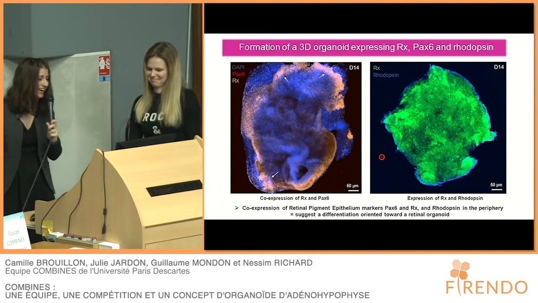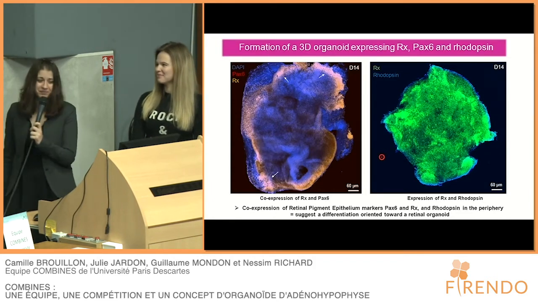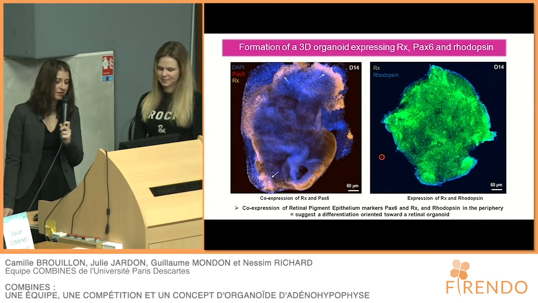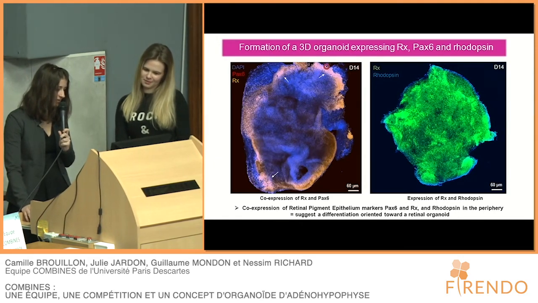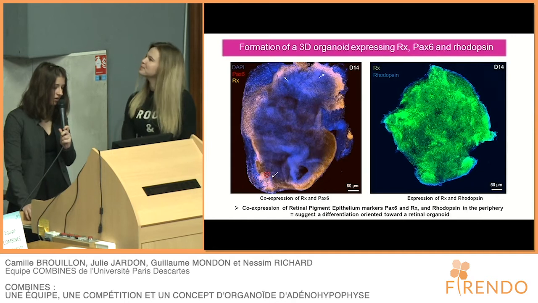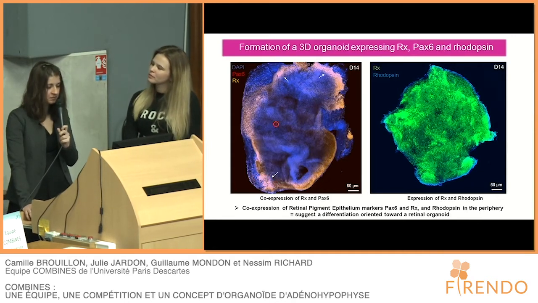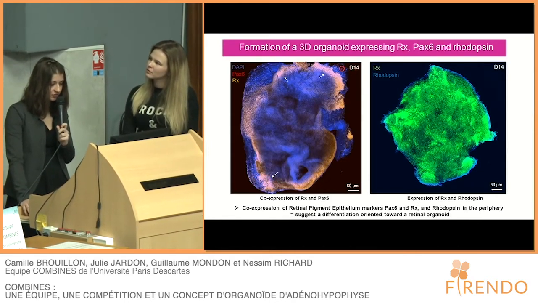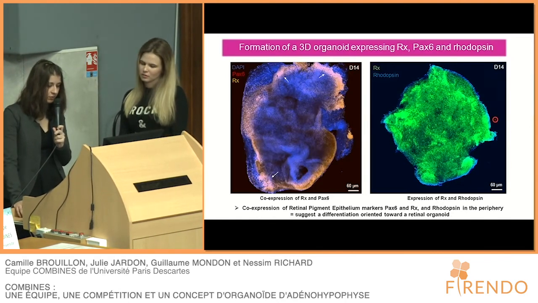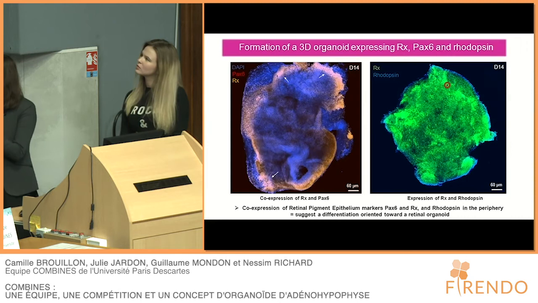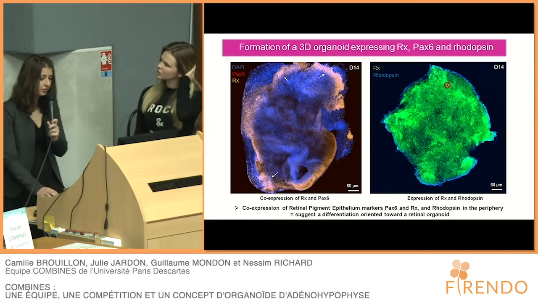So as our preliminary result, we were able to observe the co-expression of RAX and PAX6, which are retinal markers, on day 14 of culture. And we also observed the expression of rhodopsin in blue, which suggests a differentiation oriented toward a retinal organoid.